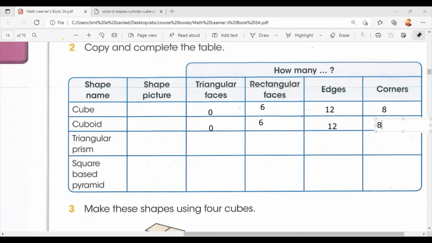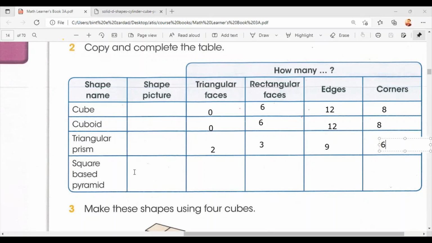So what about a triangular prism? Triangular prism, the shape. Okay, after this, triangular face. Yeah, it has two triangular faces. And is there a rectangular face? Yeah, it has three rectangular faces. And edges, there are nine edges, and also it has six corners.